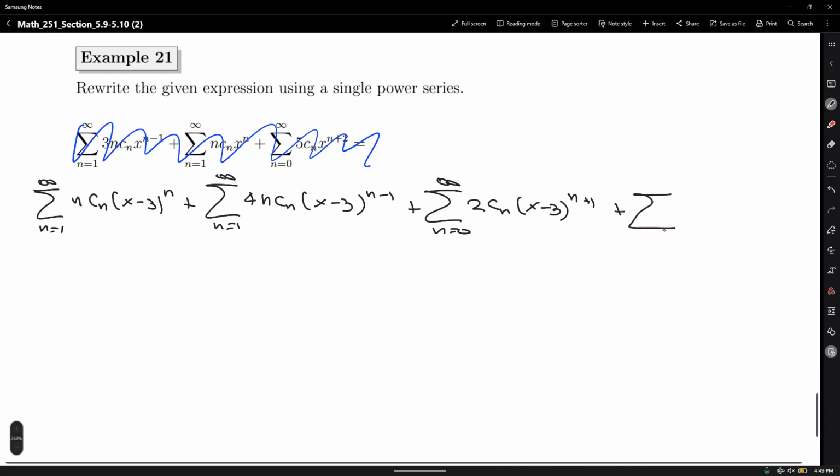plus sigma n equals 0 to infinity 6 c sub n x minus 3 to the n. Four series. All right, guys, well, number one. Again, what's the highest power of x? The power of x minus 3 in this case. What's the highest power?